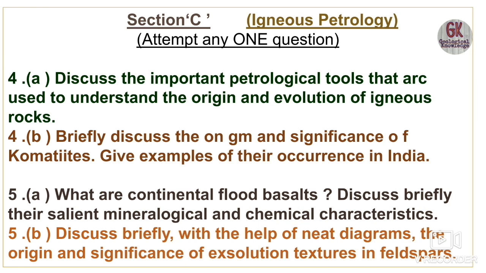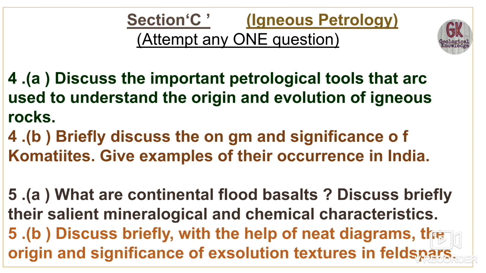Section C is igneous petrology. So first, 4a is discuss the important petrological tools that are used to understand the origin and the evolution of igneous rocks, means how igneous rocks have been originated and how they have evolved. So the various factors we have to talk about.